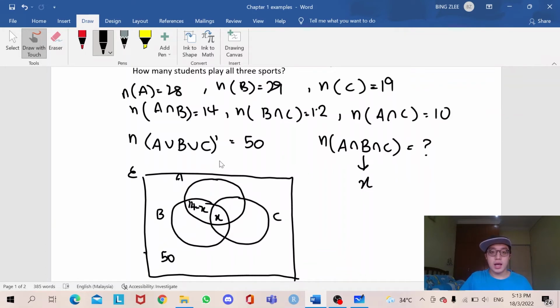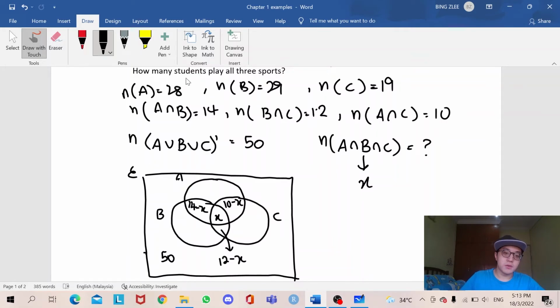Okay. And the next one we're going to look at is B intersect C, which is here. So here we're going to be doing, let's drag it up here, 12 minus x. And last but not least, A intersect C is 10 minus x. Okay, so we are doing this slowly. All right, so we are finally at the outermost side.